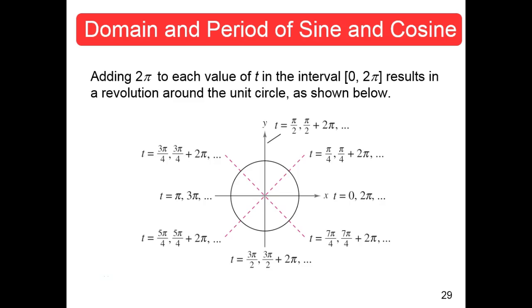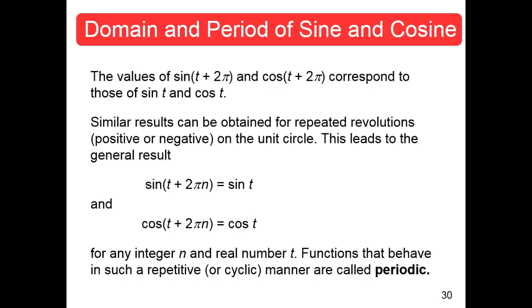So you can do that from any one of these points, add 2 pi to it, and you're back there. Pi halves plus 2 pi would be 5 halves pi, and another 2 pi would be 9 halves pi, and you just keep adding 4 halves pi to it, and you get the same thing. Every one of those, add 2 pi to it. So the shorthand way of expressing that is the values of sine of t plus 2 pi and cosine of t plus 2 pi are the same as sine t and cosine t, because you're back at the same point.